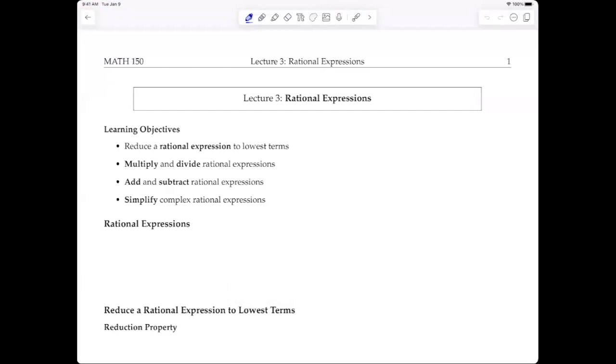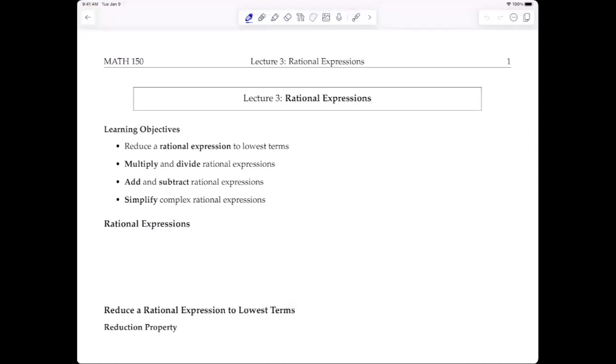Now, if you have rational expressions, you can do multiplication, addition, subtraction, and division there as well. And then of course at the end we're going to simplify complex rational expressions.